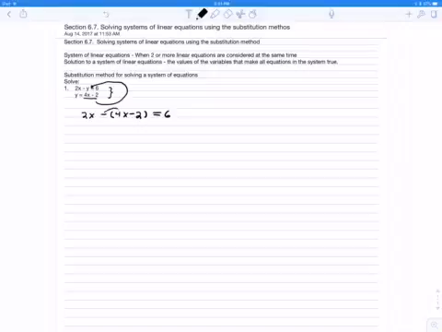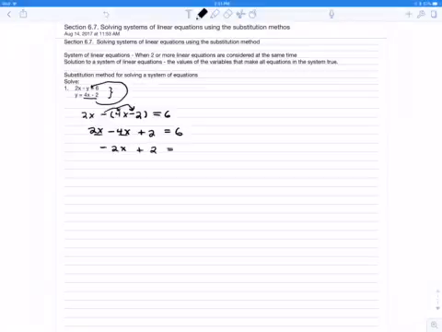Now I'll distribute the negative to get rid of the parentheses. So I have 2x minus 4x plus 2 equals 6. Collecting like terms, I have negative 2x plus 2 equals 6. Subtract 2 from both sides. I have negative 2x equals 4, or x equals negative 2.